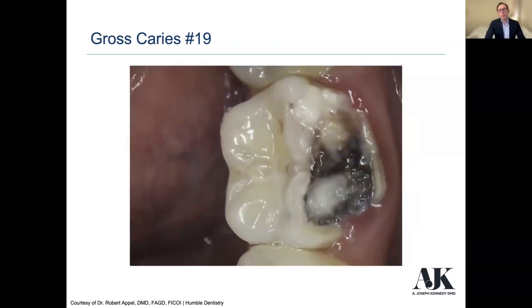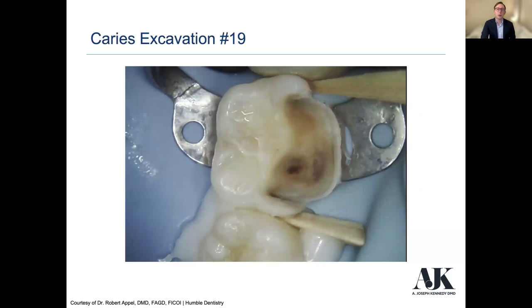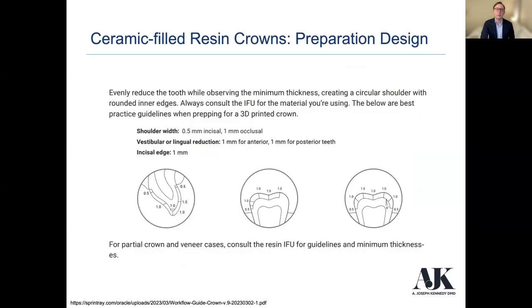Some, again, gross caries there on the buccal. This is what it looks like cleaned out. I love the use of a rubber dam. Go Rob. I do want to just stop here and talk briefly about some of the reductions, at least from what the manufacturer is saying is what we need to have on the shoulder, the shoulder width, lingual reduction and incisal edge.